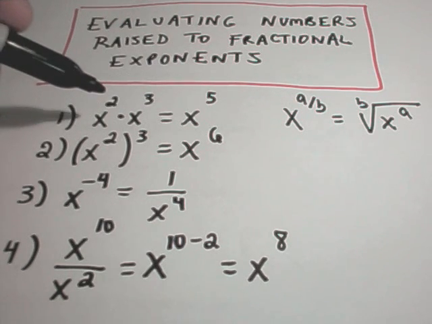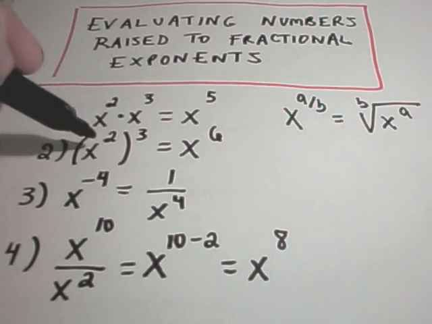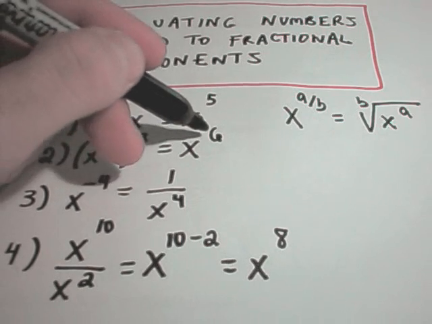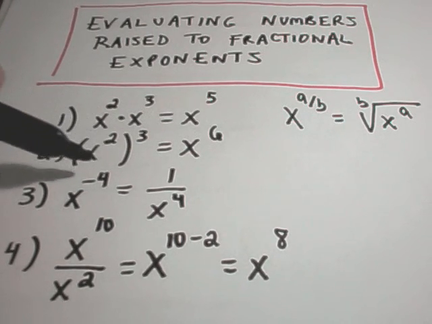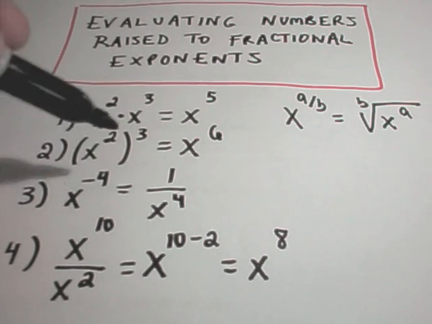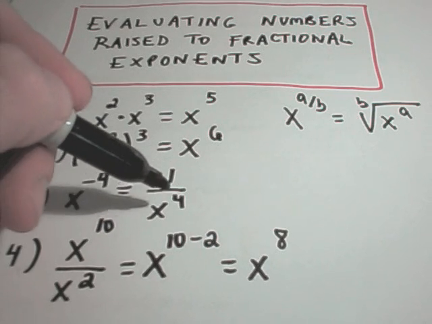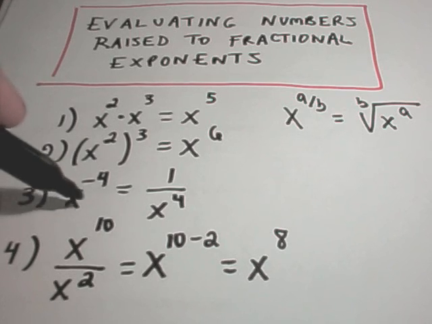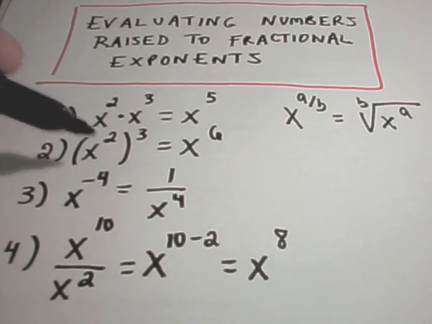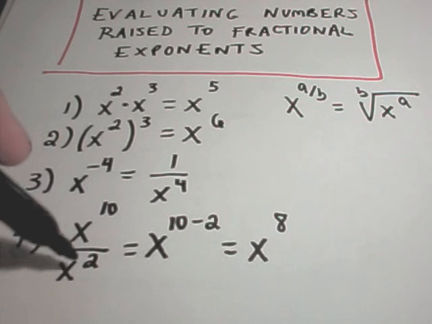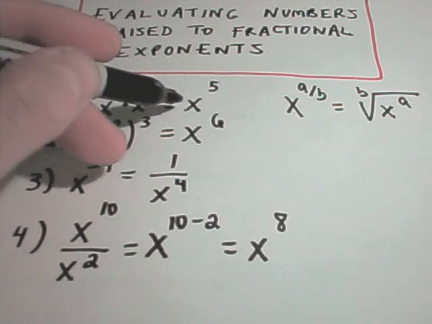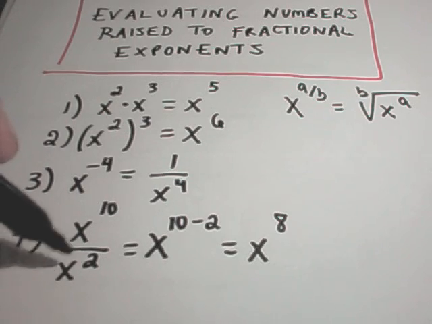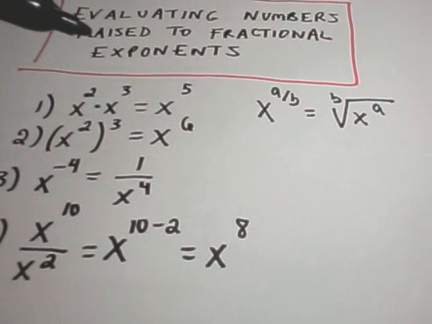So x squared times x cubed is x to the fifth. If you have things in parentheses, x squared cubed, you multiply the two numbers and get x to the sixth. If you have a negative exponent, you can write it as 1 over x to that positive exponent. Likewise, if this was in the denominator, you could put it in the numerator instead. If you have division, well, multiplication becomes addition. Division becomes subtraction, so x to the 10th over x squared is x to the 8th.